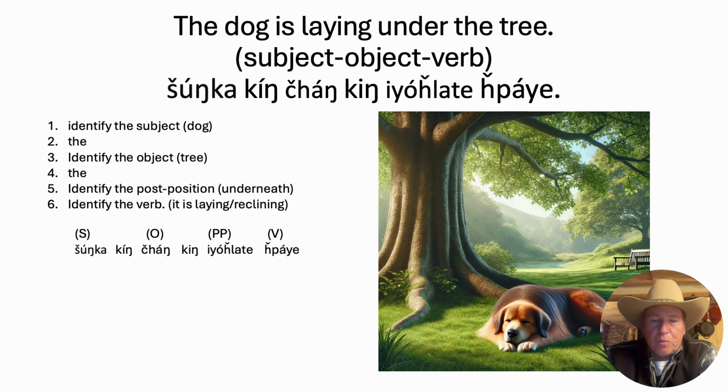And then the postposition. What is the postposition? Is he above it? Is he beside it? Is he underneath it? Is he behind it? So in this case, he's underneath the tree. And then the verb. Is he laying, standing, sitting, what? So in this case, he's laying down, reclining. So the sentence in Lakota becomes shonka ki, the dog, cha ki, the tree, iochlate, underneath it, chpaye, he is laying.